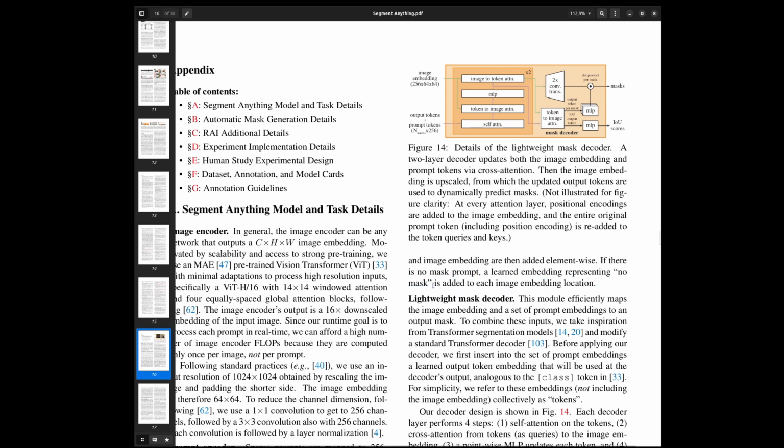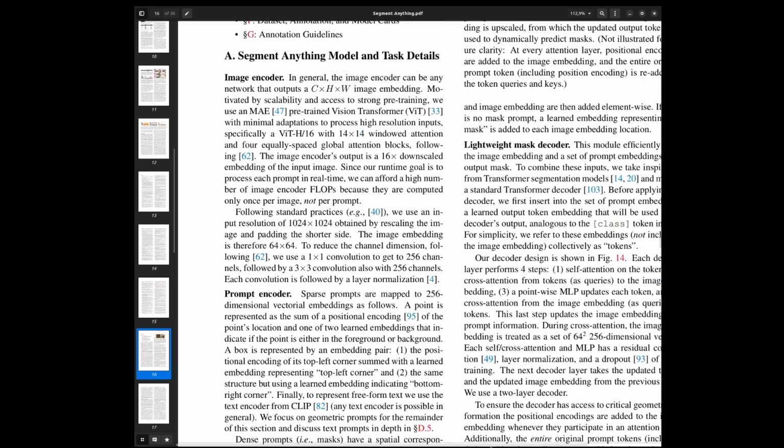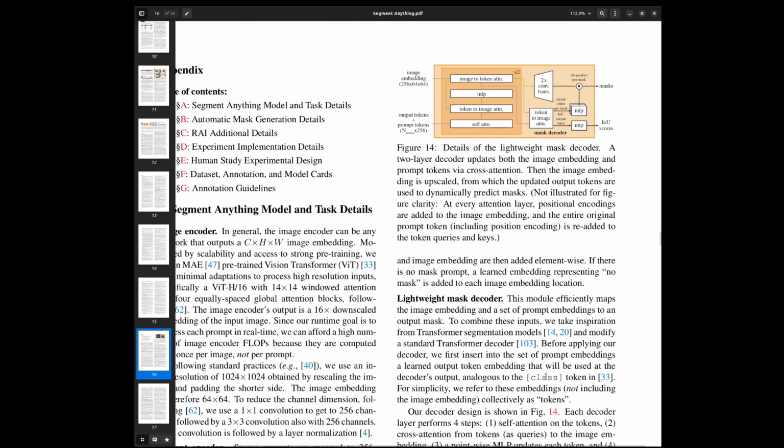Okay, this is also interesting. I kind of wonder why you need to add an additional prompt, like an additional embedding. Man, I have so many questions here. And this is the lightweight mask decoder. So this was the prompt encoder. That is interesting. And the lightweight mask decoder.